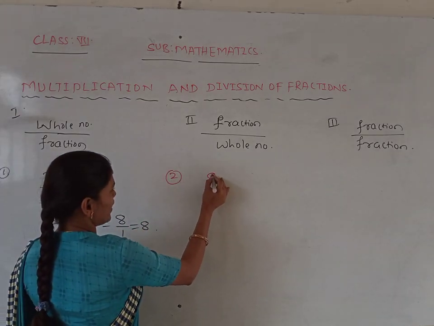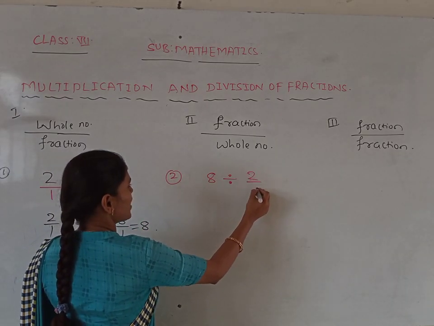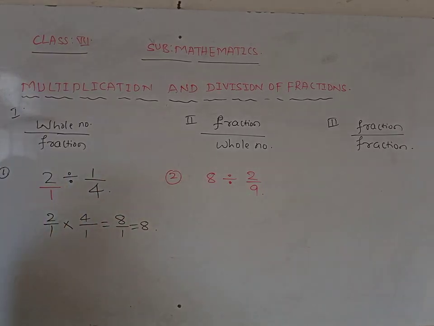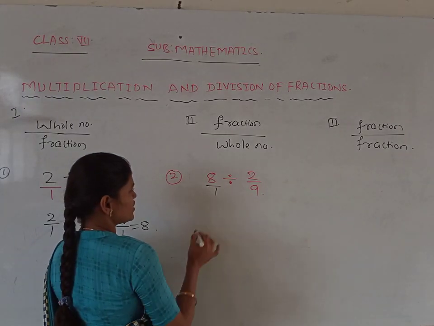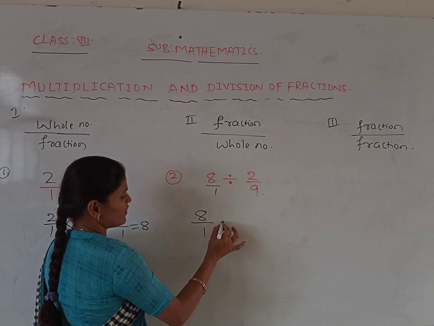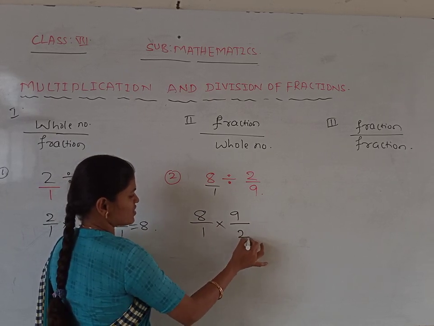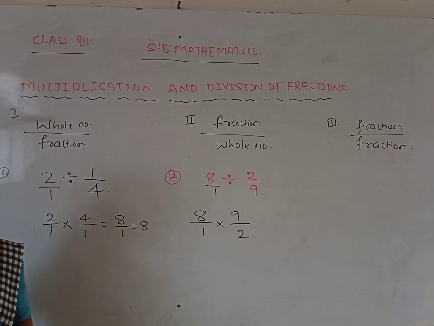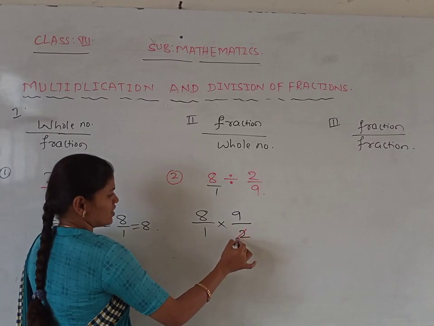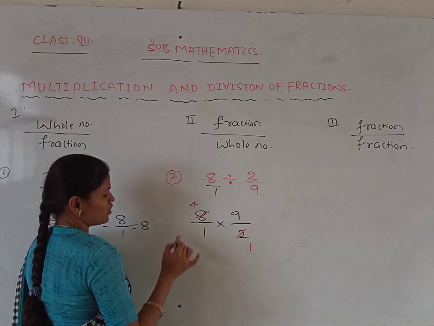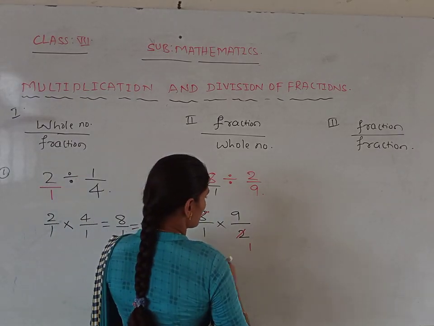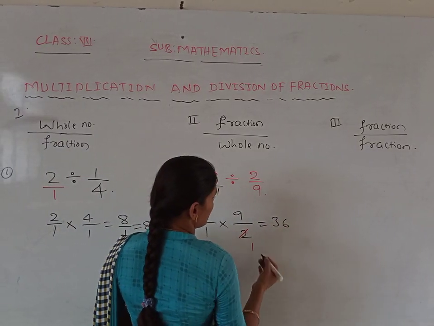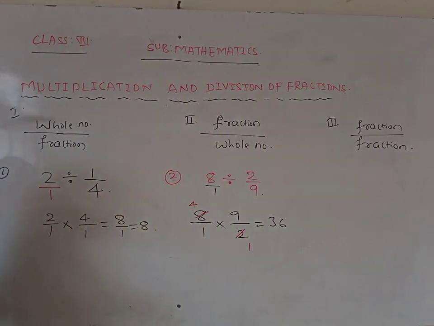Whole number 8 divided by 2 by 9. Nothing means what here? It is divided by 1. 8 by 1 keep as it is. Reciprocal of the second one. Now any common factor? 2 ones are 2, 2 fours are 8. So 9 fours are what? 36 by 1 is again 36 itself.